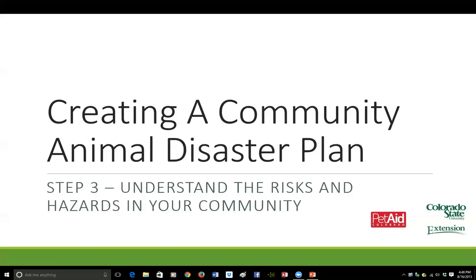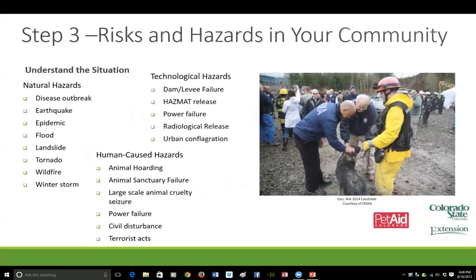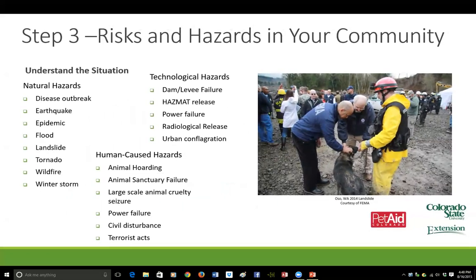Let's move on to step 3. Understand the risks and hazards in your community. How do you identify the risks and hazards for your community? It's relatively easy to start.